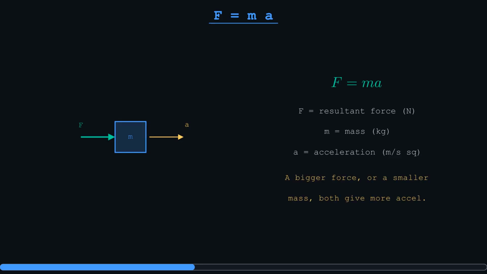Newton's second law relates force, mass, and acceleration. Force equals mass multiplied by acceleration. A bigger resultant force produces more acceleration, while a bigger mass resists acceleration more, needing a larger force to achieve the same result.